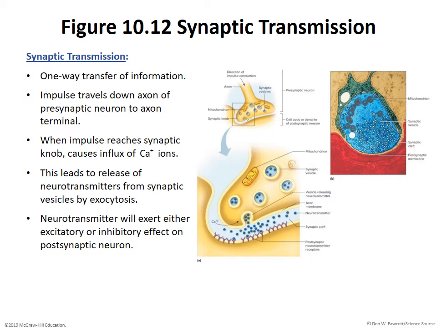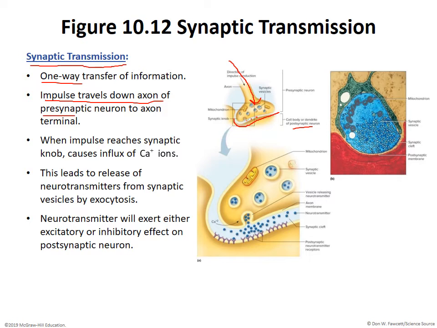Now, synaptic transmission, again, this is early in some of the slides, but I just wanted to show you this. Synaptic transmission is a one-way transfer of information. So I've got a preganglionic neuron coming down here. This is the synaptic bulb, and it's going to release the neurotransmitters. And this here is representing the cell body of a postganglionic neuron. So again, as it says, the impulse travels down the axon of a preganglionic neuron to the axon terminal.